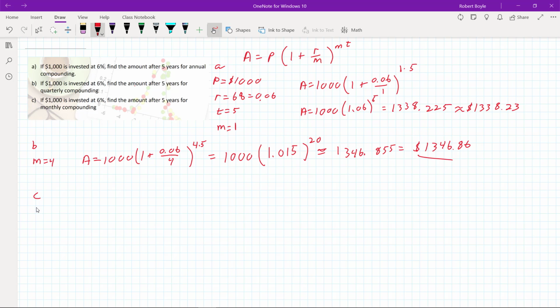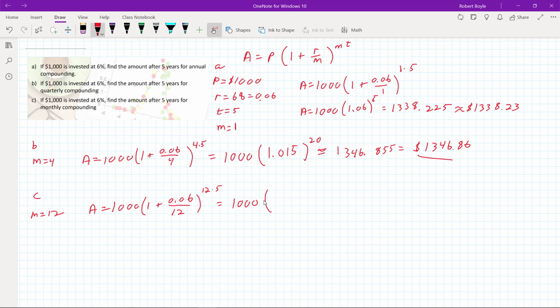For C, now M is equal to 12. So now we're going to have that A is equal to 1,000 times 1 plus 0.06 divided by 12 raised to the 12 times 5 power. So that's a pretty big exponent. And that's going to be equal to 1,000.